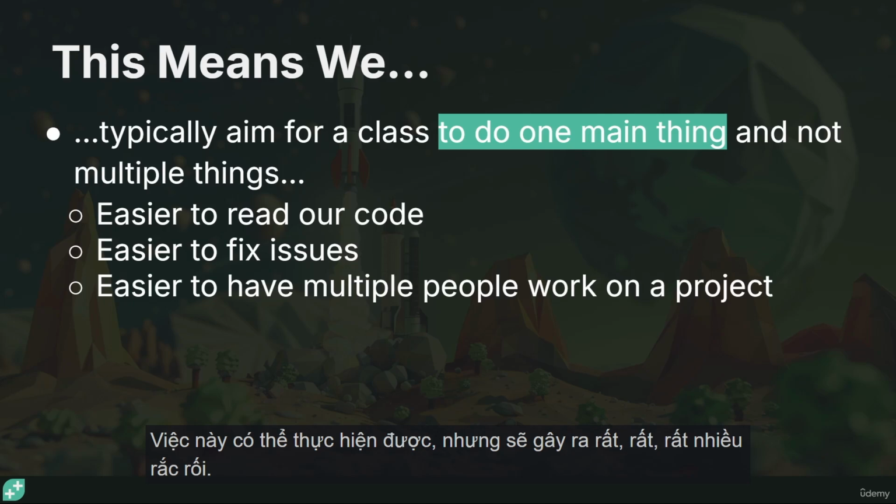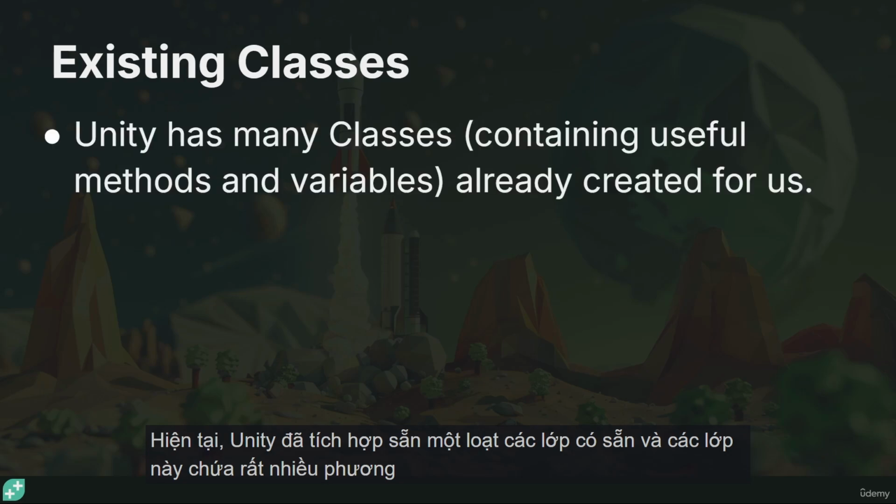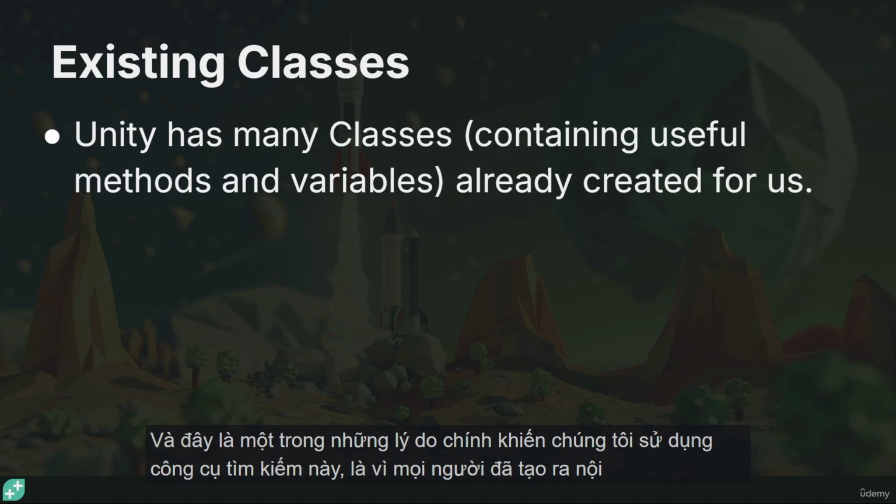but would be a big mess. Now, Unity comes already with a whole bunch of existing classes, and these classes contain a whole bunch of useful methods and variables. They're already created for us. They're good to go. It saves us a ton of time, and this is one of the main reasons we're using an engine, is because people have created this content already.